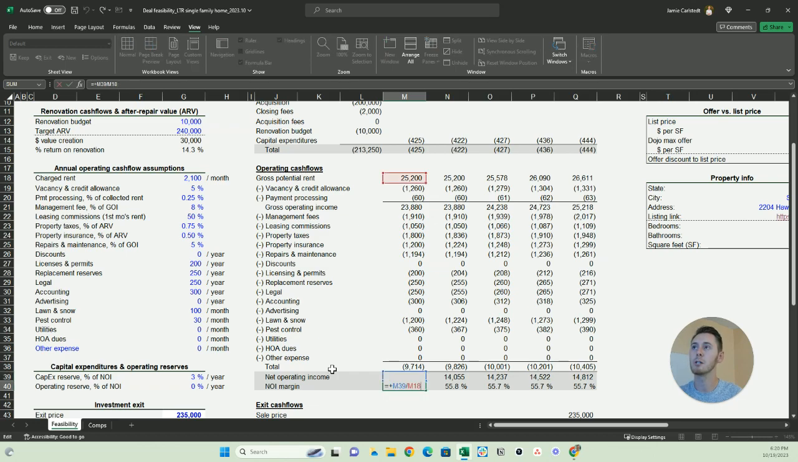And then we're able to look at the margin. So what percentage is NOI of our total gross potential rent? And we can see here, okay, 56% margin, 55, 55, 55 flat.